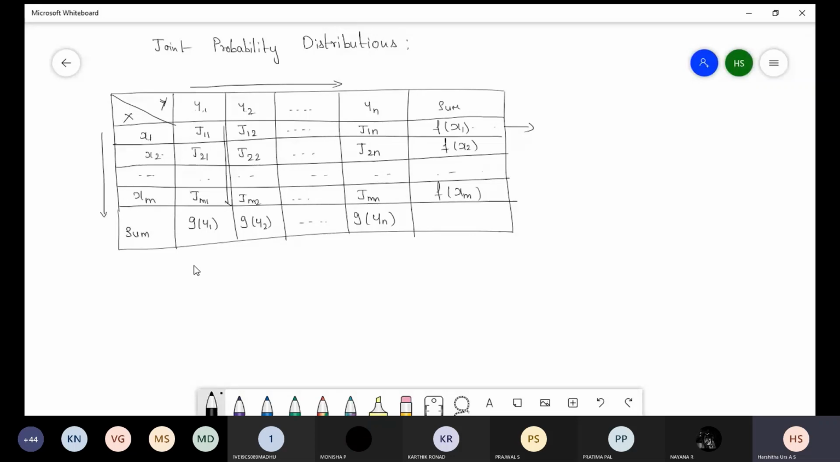Whatever the sum we will do, sum of f of x1, f of x2 up to f of xm, we have to get 1. Together sum of g of y1 plus g of y2 up to g of yn also we have to get 1. If you add like this, you have to get 1. If you add like this, you have to get 1. That is the rule of the joint probability.